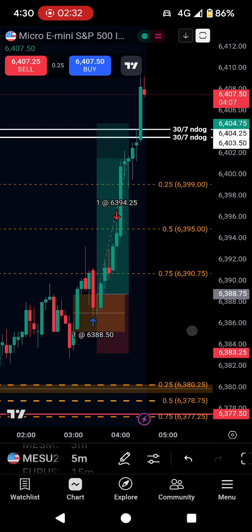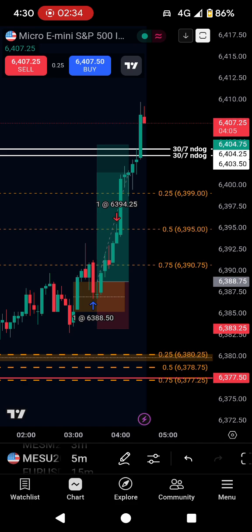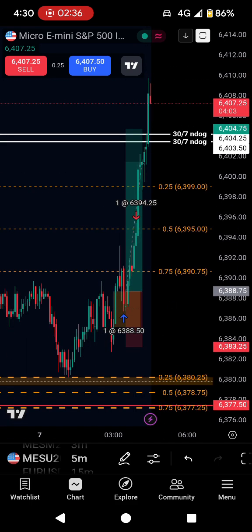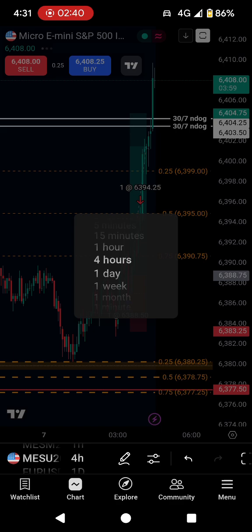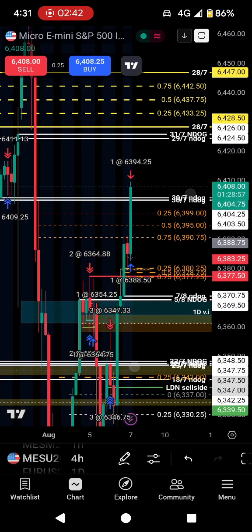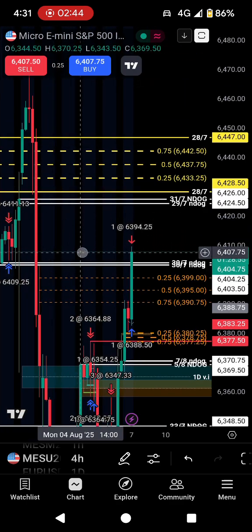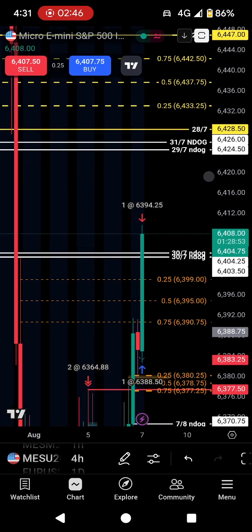Reached the 30th of July end up, and yeah, this is basically the 4-hour CE wick, right? Reached up to the 4-hour BC, and that was basically it.